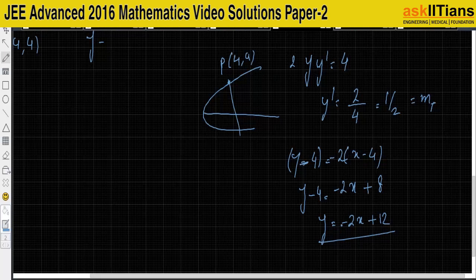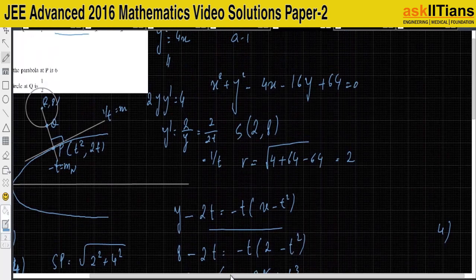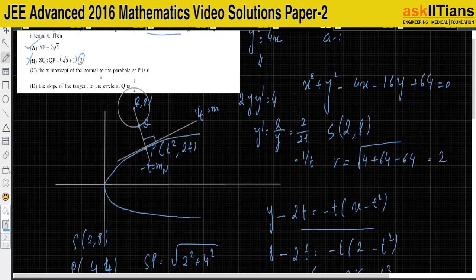Yeah, same equation only. So here I have to find out the x intercept, right? So I'll put y equal to 0. If I put y equal to 0, I'll get x as 6. So that should be 6. Yeah, so that's the correct option, right? It is given here that the x intercept of the normal to the parabola is 6. So this is the correct option.